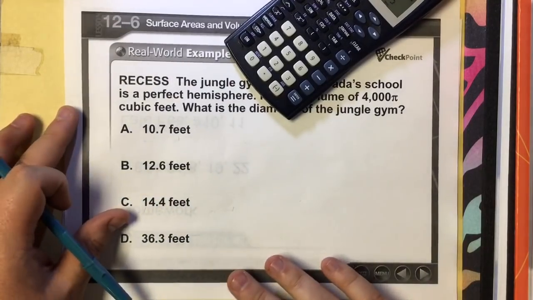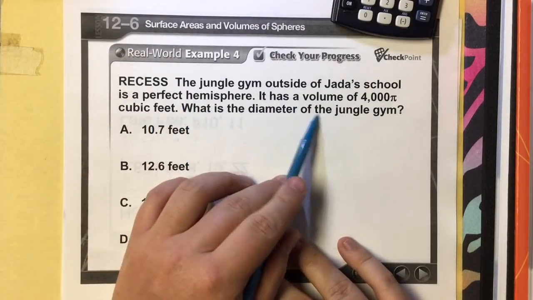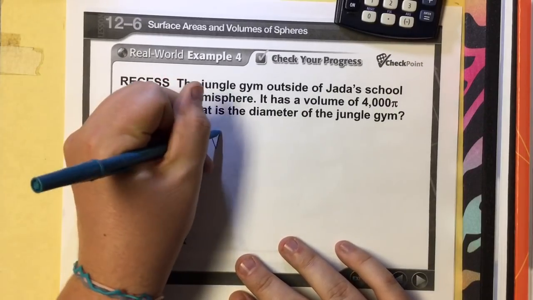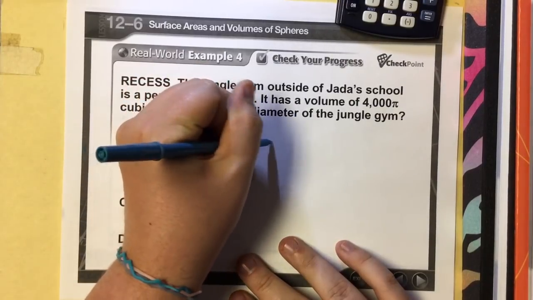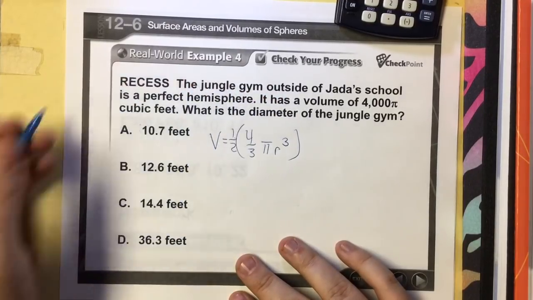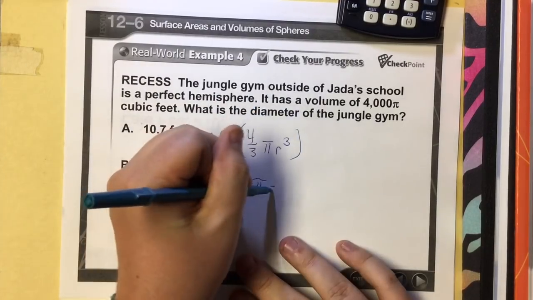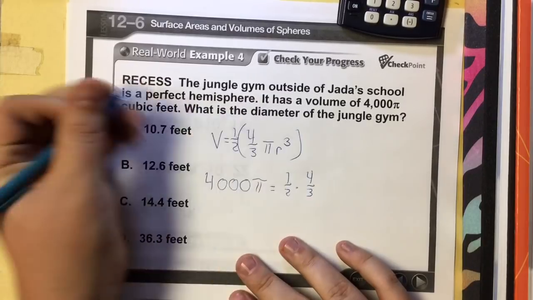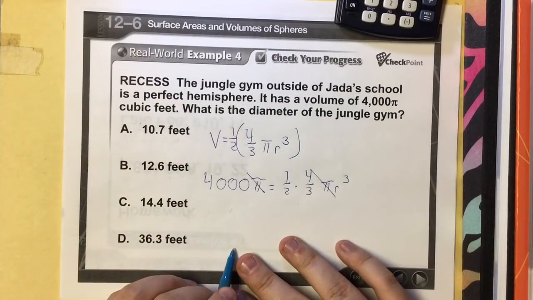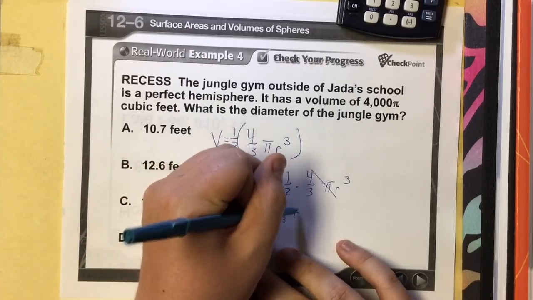All right, last example here. It says the jungle gym outside of someone's school is a perfect hemisphere. It has a volume of 4,000 pi cubic feet. What is the diameter? All right, so we have volume is equal to 4/3 pi r cubed. It is a hemisphere, so we need to put a 1/2 there. So we can say 4,000 pi, that's the volume, is equal to 1/2 times 4/3 pi r cubed. I'm going to cancel out my pi's. So I have 4,000 equals 1/2 times 4/3 r cubed.